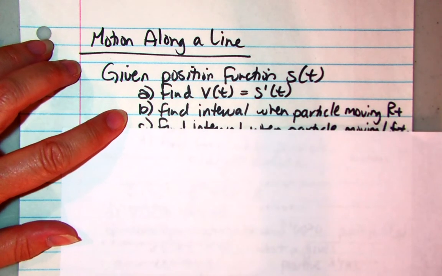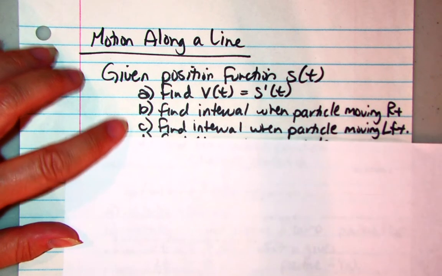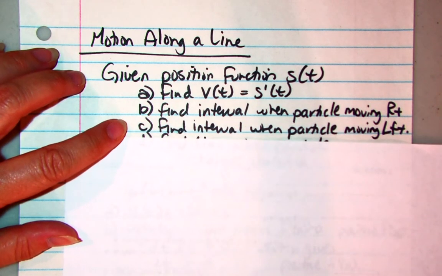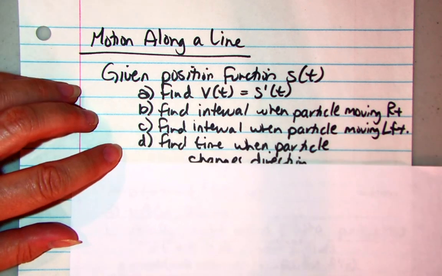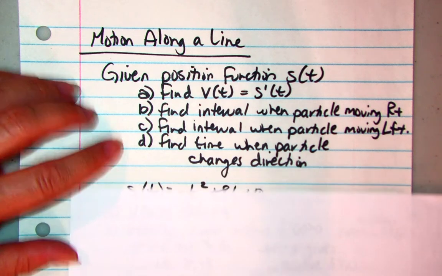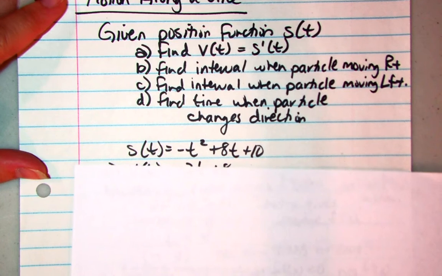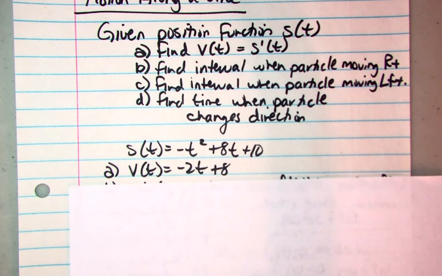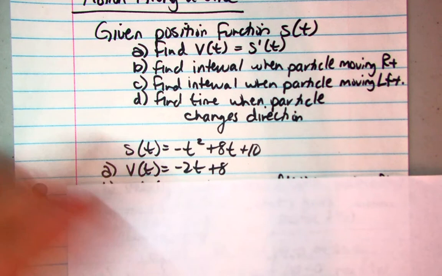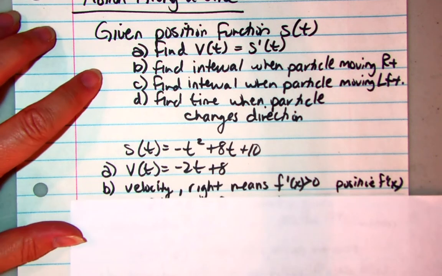If I want, I can find an interval when the particle, or my bug, is moving to the right, using my velocity function. I can find an interval when the particle is moving to the left, and I can find the time when the particle changes direction. So I'm going to take some given position function. I'm going to go ahead and find the velocity function by taking the first derivative, so that is the first derivative. I can find when the particle is moving to the right.